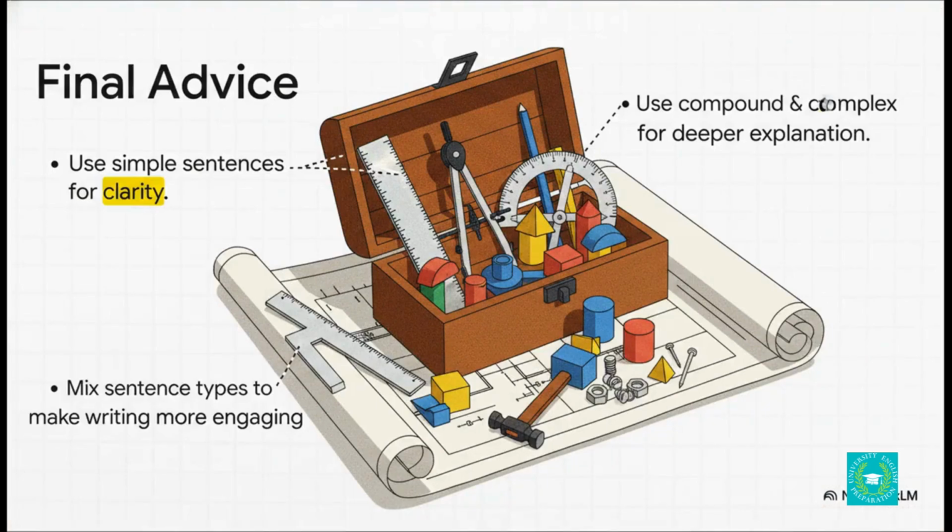Nice work. Before we wrap up, here's some final advice to tuck away. Use simple sentences when you need to be crystal clear and make a powerful point. Bring in compound and complex sentences when you need to explain things more deeply and show how ideas relate. And probably the most important tip, mix it up. Using a variety of sentence types is what makes your writing feel dynamic and keeps your reader hooked.